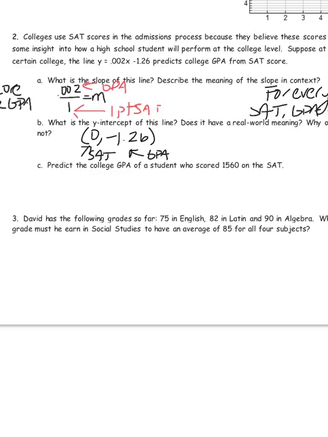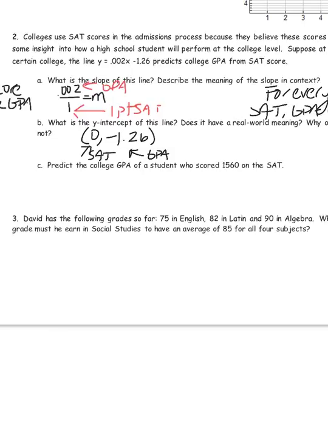So this doesn't make sense for a couple of reasons. One, you can't get a 0 on the SATs. The lowest score is not a 0. It's somewhere 100 or 200, if I remember correctly. So that doesn't make sense. You can't have an SAT score of 0. You also can't have a negative GPA, right? Your GPA should be between 0 and about 4.5. So neither one of those points makes sense.